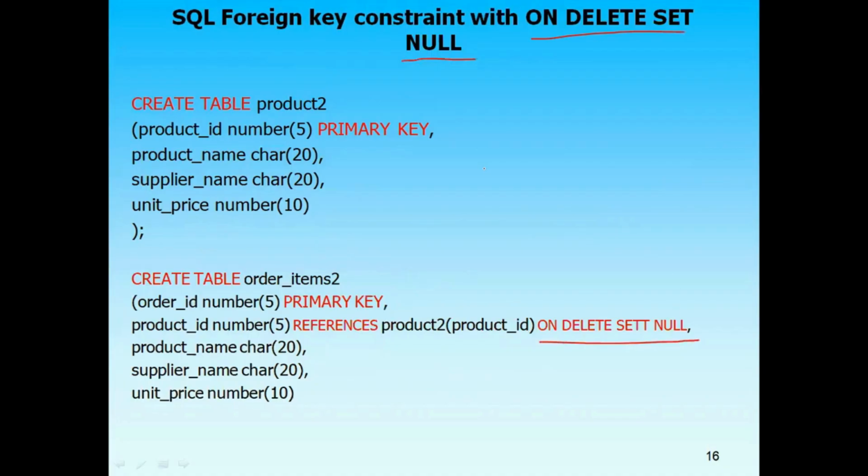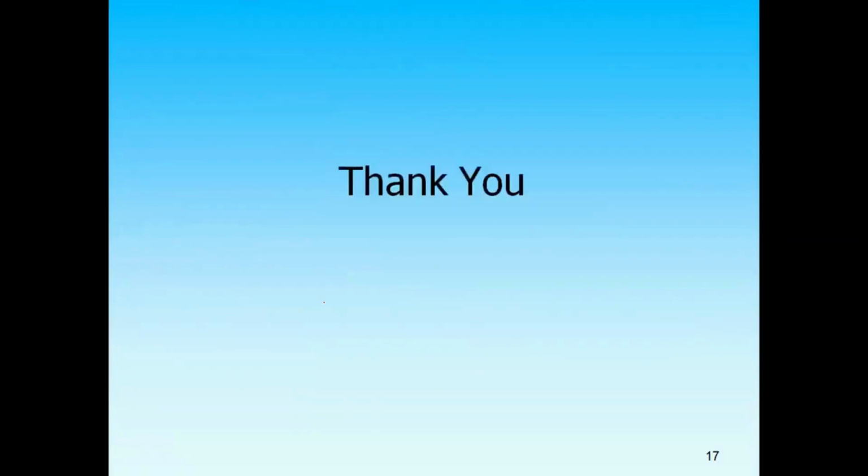So whenever you delete the civil department from the parent table, all the records or students associated with the civil department value will be set to null. So their department value will be null because you have deleted the civil department from the parent table. So I hope, students, you are clear with this.